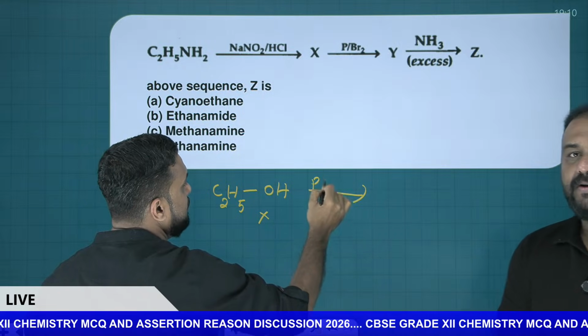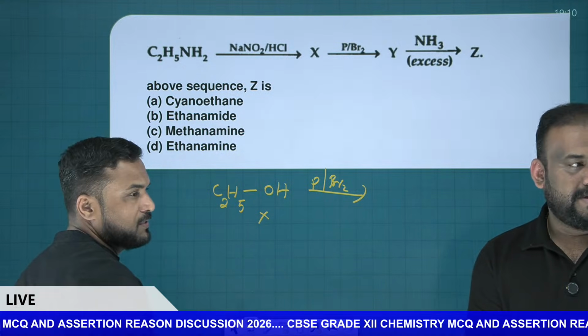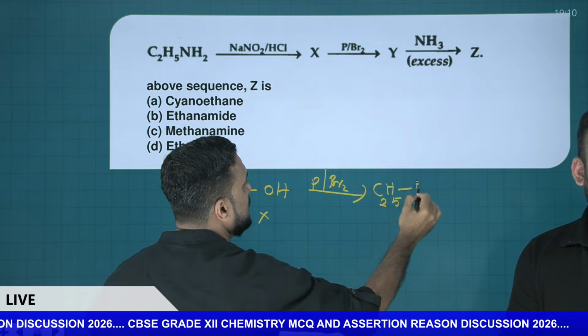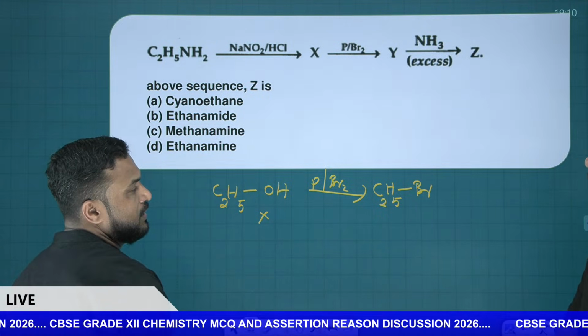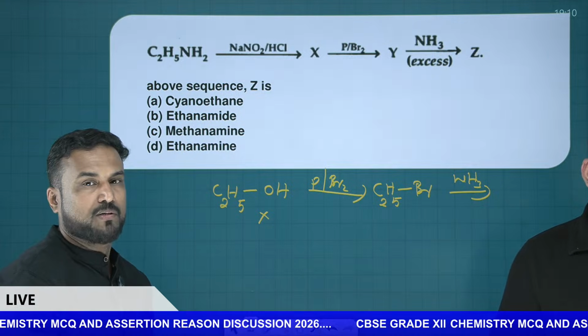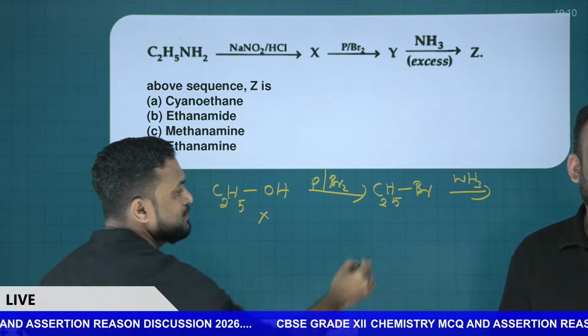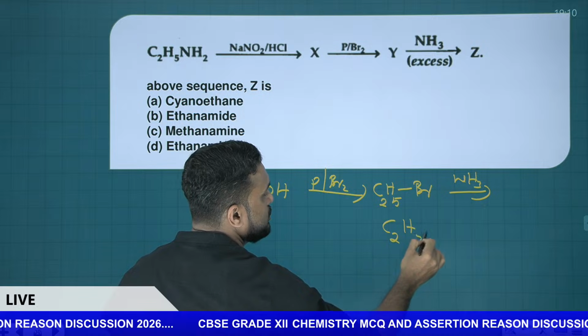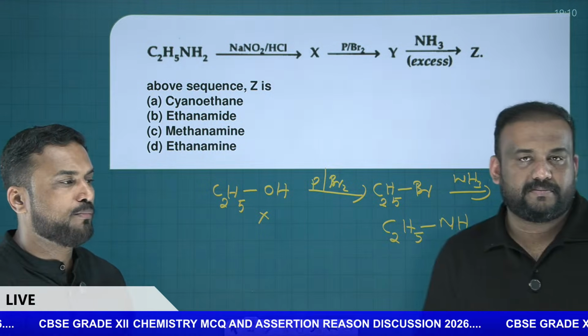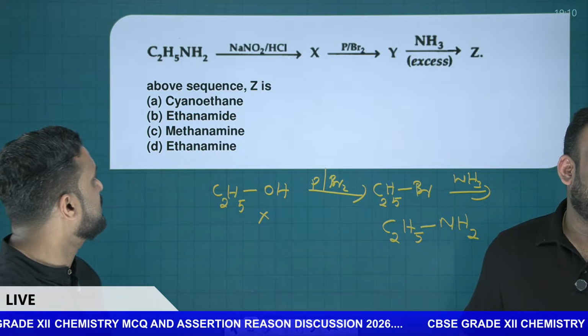That, when it reacts with P and Br2, phosphorus in presence of Br2, is halogenation. So you will be getting C2H5Br. And then we are adding ammonia in excess. This is Hofmann's ammonolysis. Then Br will be substituted by NH2. So you will be getting C2H5NH2, the starting compound only.